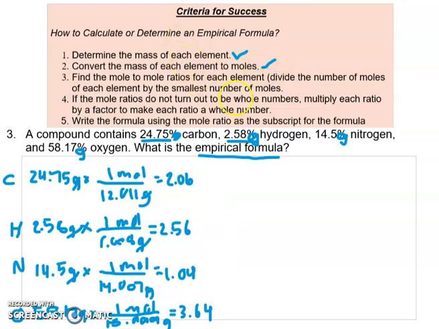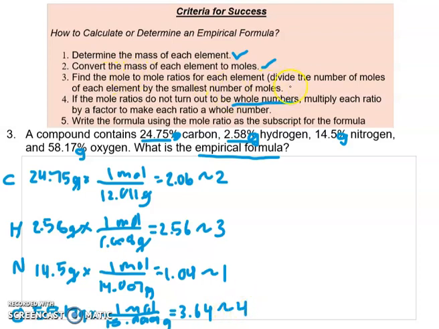I did that. So now I have to find the mole-to-mole ratios for each element. So number 4 says that if these ratios do not turn out to be whole numbers, multiply each ratio by something, but all of these are close to whole numbers. So I am going to approximate this one to 2. I'm going to approximate this one to 3. I'm going to approximate this one to 1. And I'm going to approximate this one to 4.